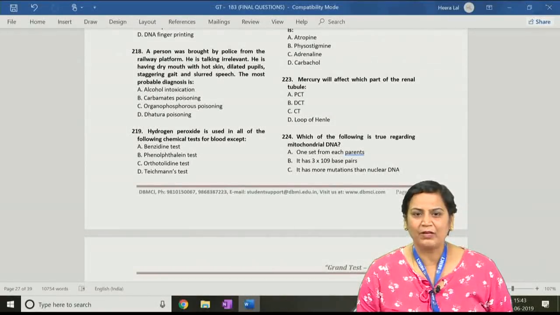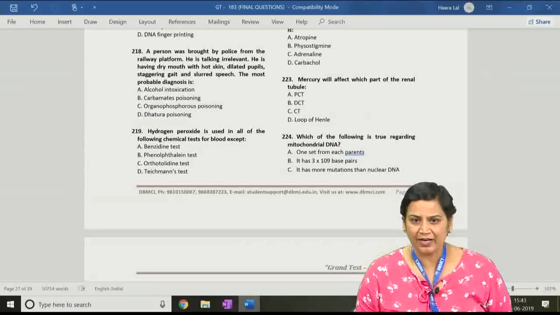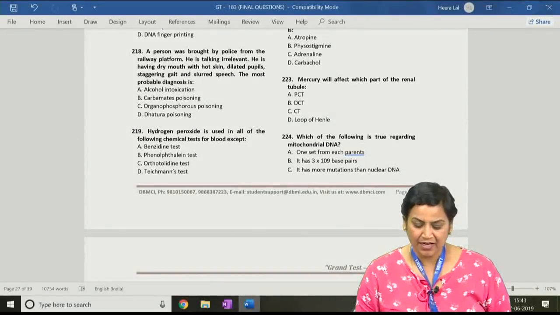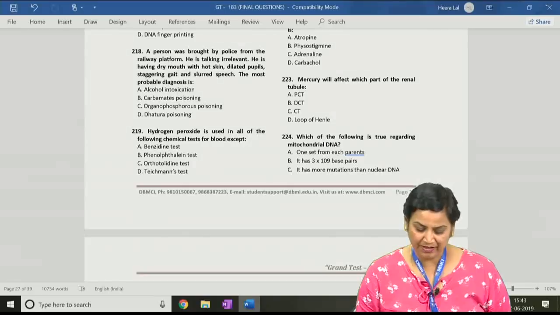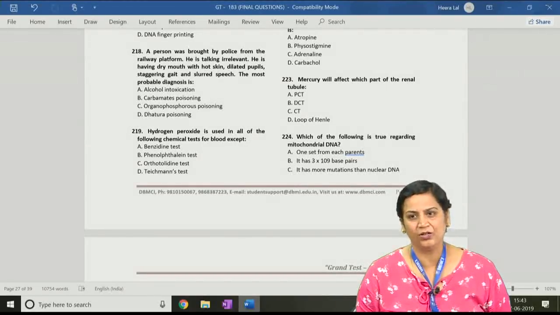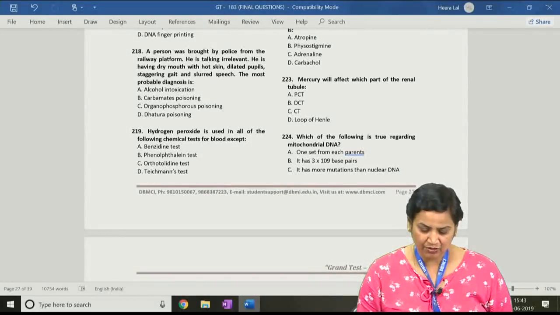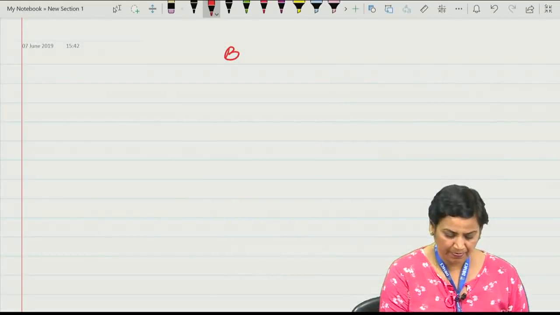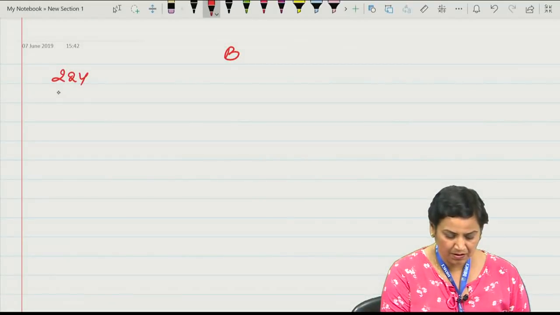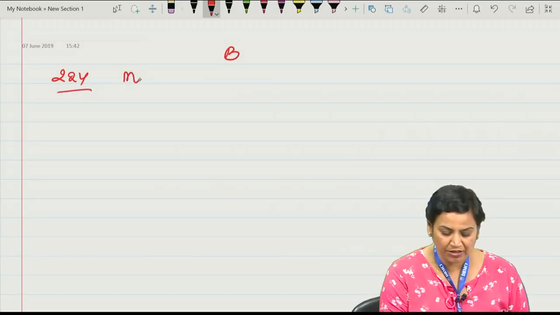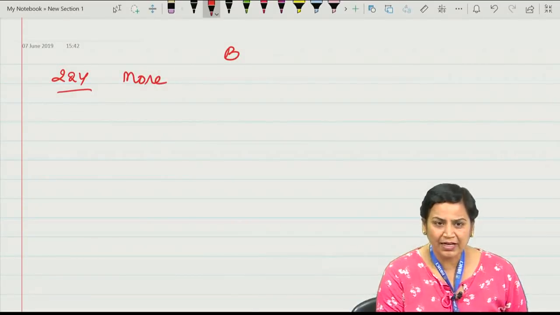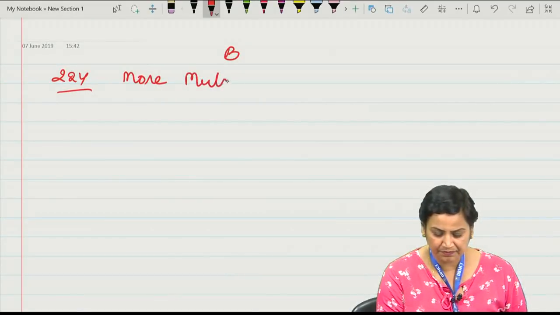Now all of you know that there is a difference between mitochondrial DNA and nuclear DNA. Let's see the options. One set from each parent? Correct. It has 3 into 10^9 base pairs? It has more mutations than nuclear DNA. So the answer to this question is, it has more mutations. Now what is the reason behind this?